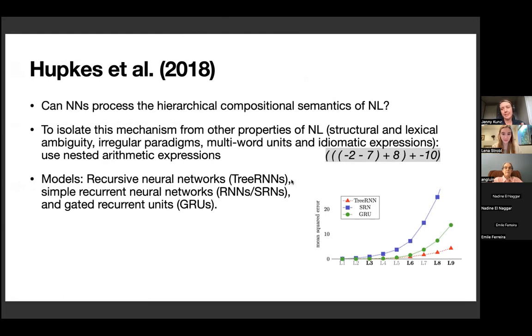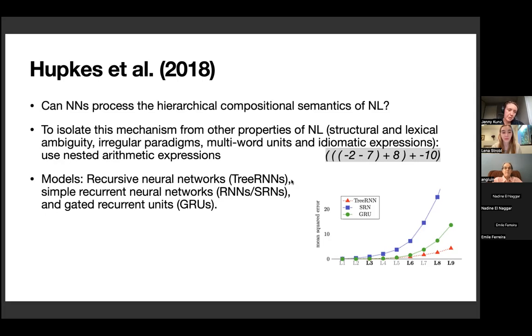one of the papers that introduced the probing methodology that I am using. And this paper asks if neural networks can process the hierarchical compositional semantics of natural language, and to isolate this mechanism from other properties of natural language. You see a few here, like ambiguities, irregular paradigms, multi-word expressions, and so on.